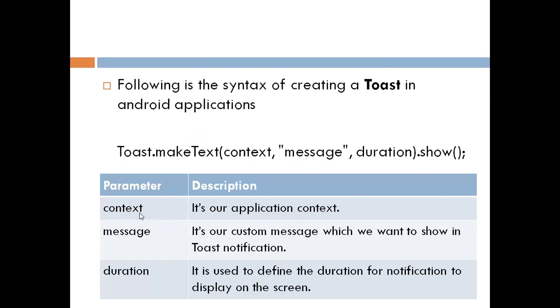Context means it is our application's context object. Here, message means it's our custom message, and duration is used to define how long the notification is displayed on the screen.